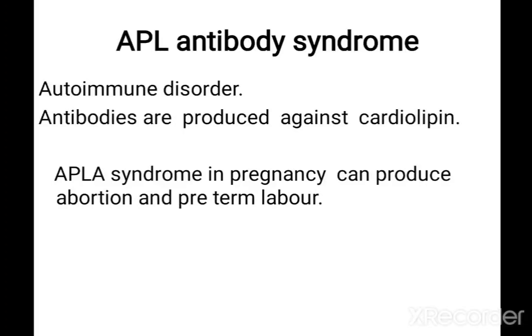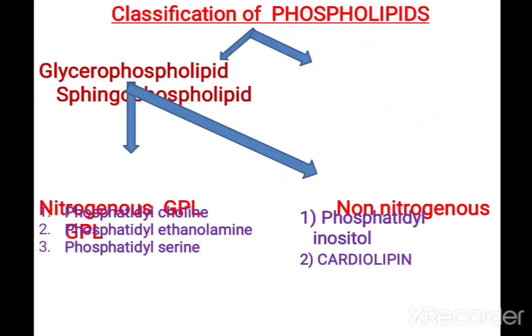Coming to the clinical significance of this cardiolipin. There is one clinical condition known as APLA syndrome, that is antiphospholipid antibody syndrome. It's an autoimmune disease where antibodies are produced against cardiolipin. And in pregnancy, this APLA syndrome can result in recurrent abortion and preterm labor.